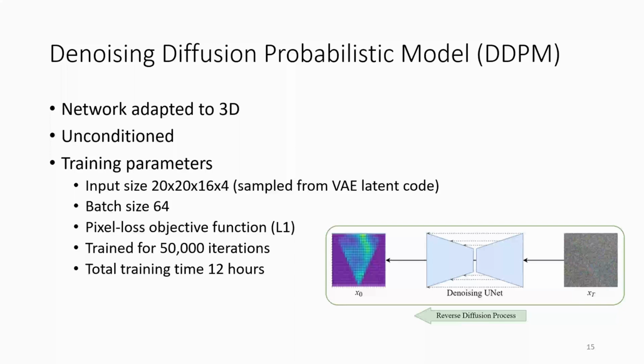There are a lot of different training parameters here, but the idea is that now you have this latent code, which is much smaller, around 20 by 20 by 16, from which samples can be drawn. Because of this smaller dimension, it also allows us to use a large batch size, which speeds up the training. Nothing special with the optimization. The loss function is basically just L1, and you train it for 50,000 iterations, which takes around 12 hours.